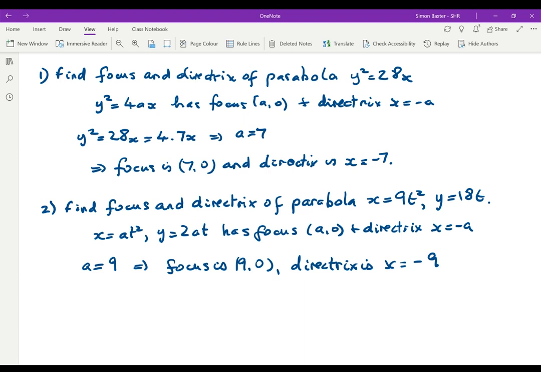I will leave you to read pages 45 to 51 in the textbook FP1.